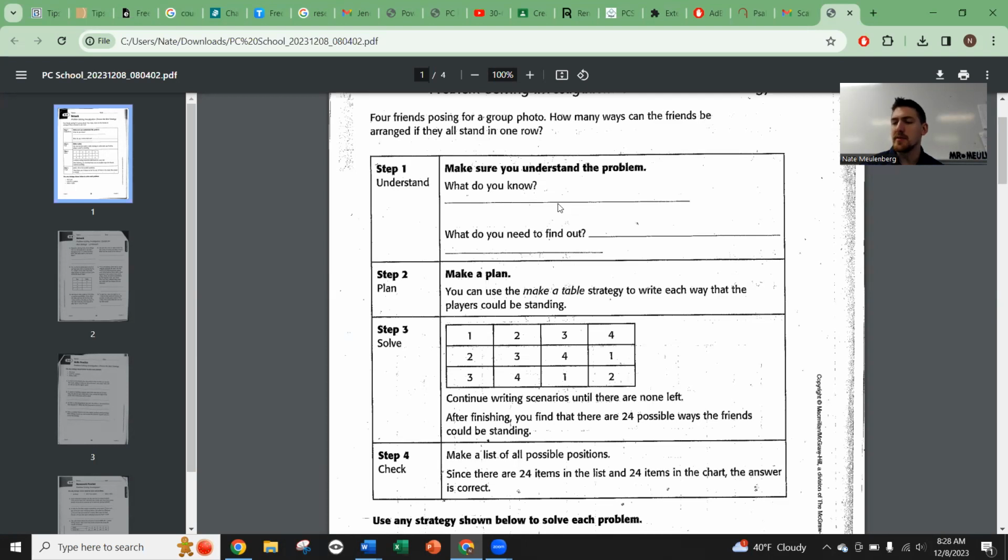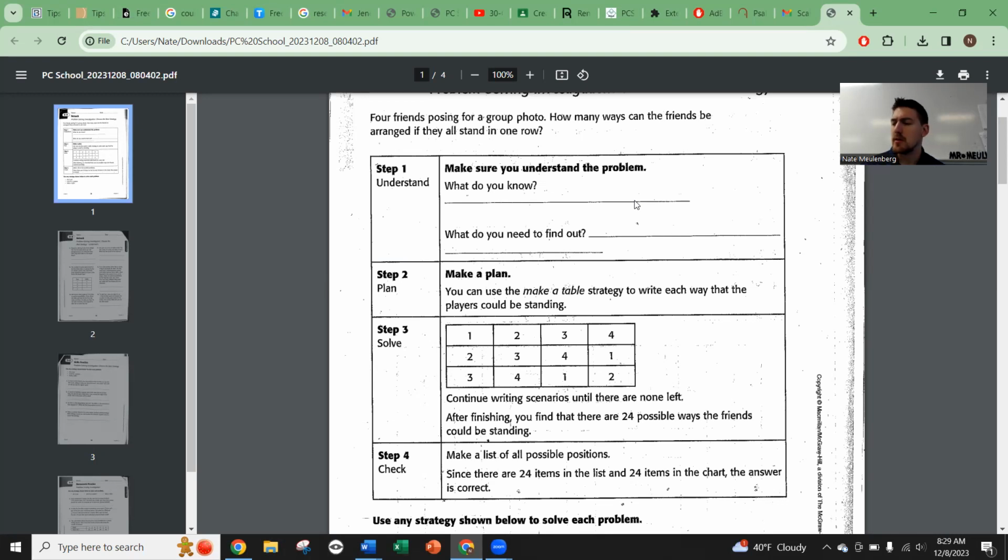We know there are four friends. We know the number of people in the photo. Go ahead and write that there for what do you know? We know the number of people in the photo. We know there's four people. Perfect.